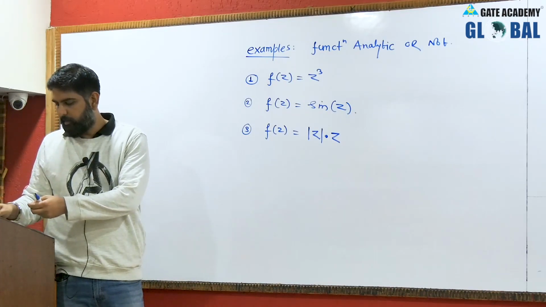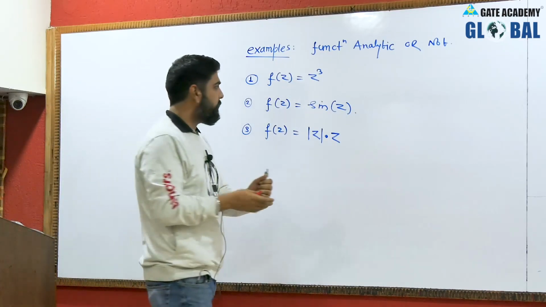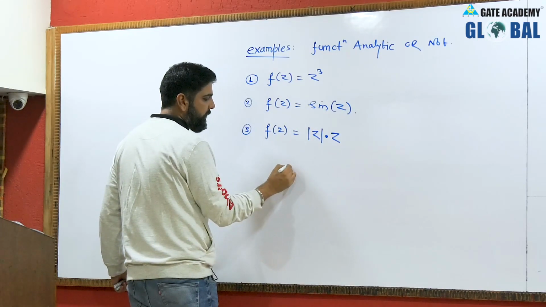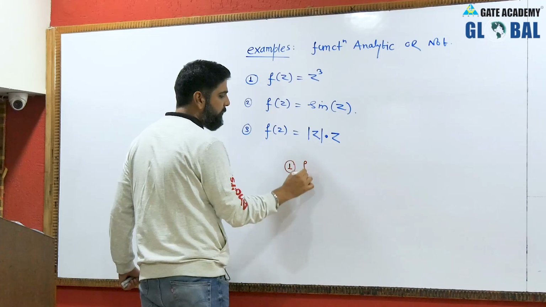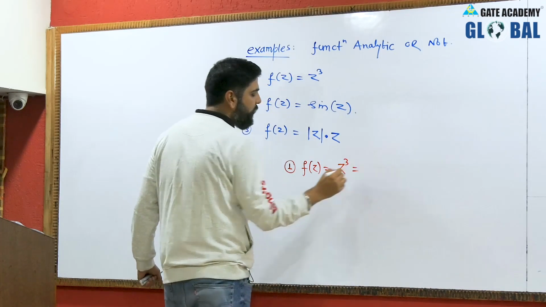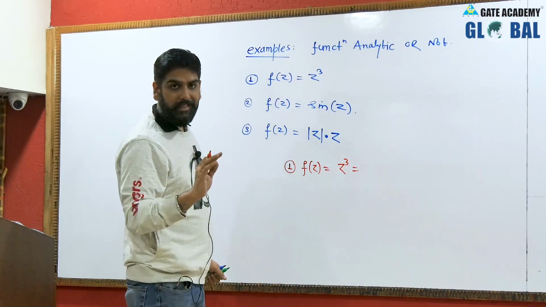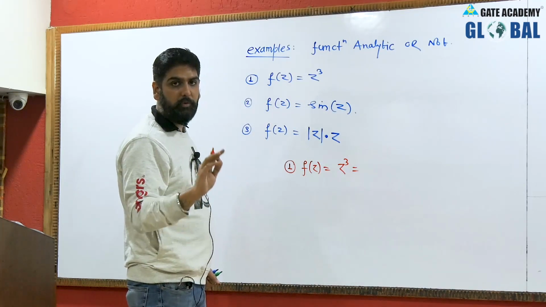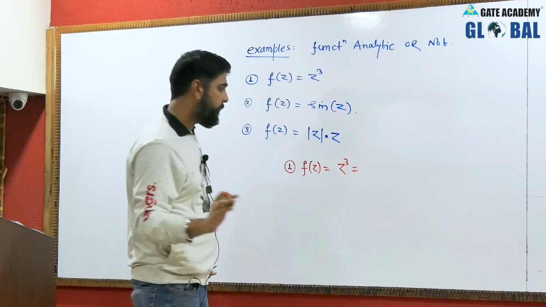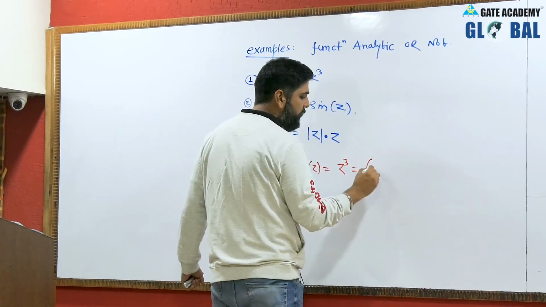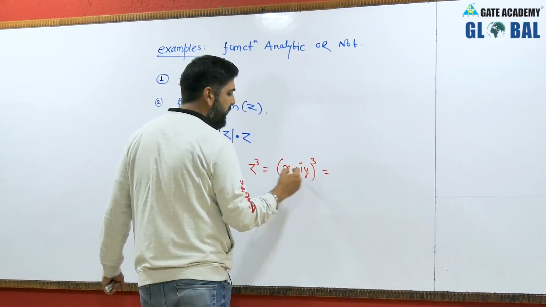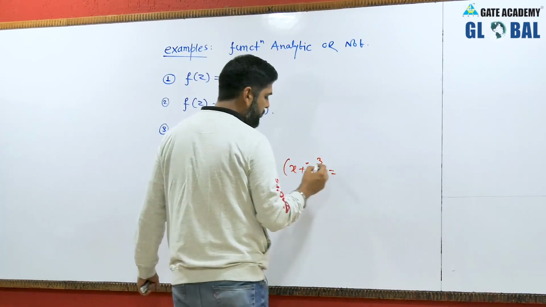So I am having z raised to power 3 here. Let us check whether it is analytic or not. So number 1 is f(z) is equal to z raised to power 3. For the analytic function we need to check the CR equation, and for the CR equation we need the real and imaginary parts, right? So z raised to power 3 is (x plus iy) whole to the power 3. So let us have the cubic expansion here.